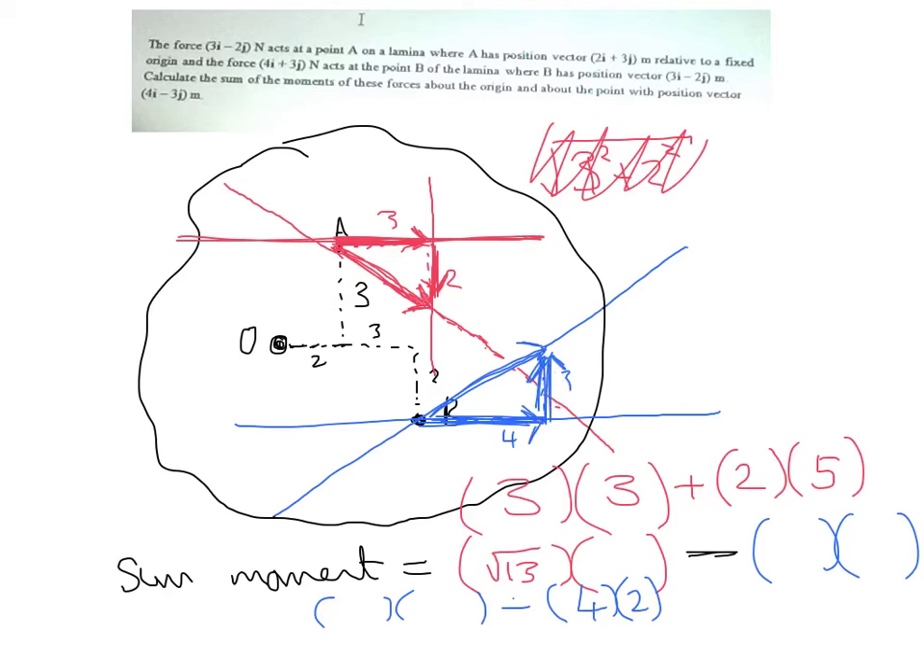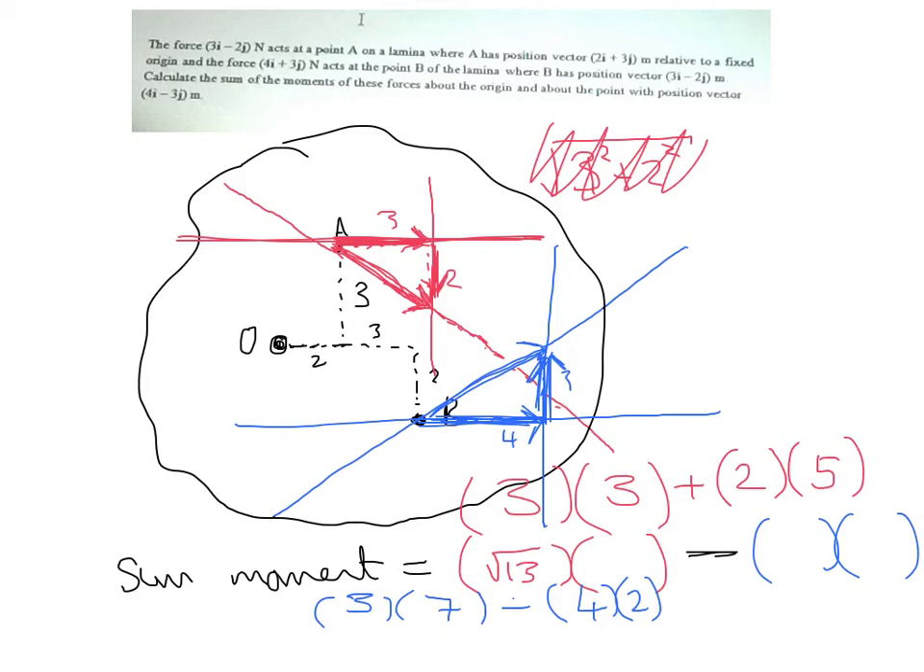This one here has got a magnitude of 3. What about the perpendicular distance to the line of action? There's the line of action. So what I'm trying to work out is how far it is from here over to here. But this one here is 3. Then there's another 4 across here. So altogether that's 7. Okay.